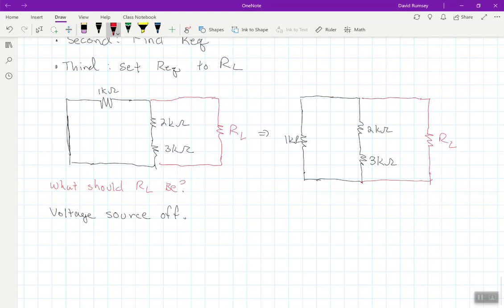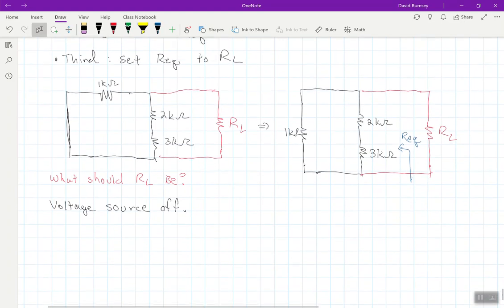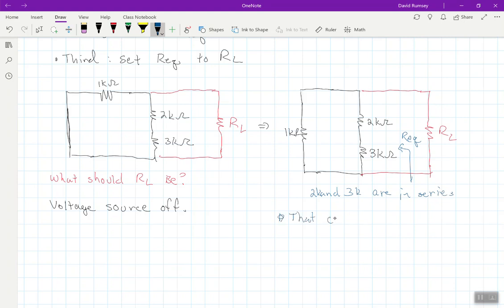But because there are these wires here still, what we're looking for is the equivalent resistance looking in this way. What is the load seeing as far as an equivalent resistance? Well, the 2K and 3K are in series, but that combination is in parallel with the 1K.